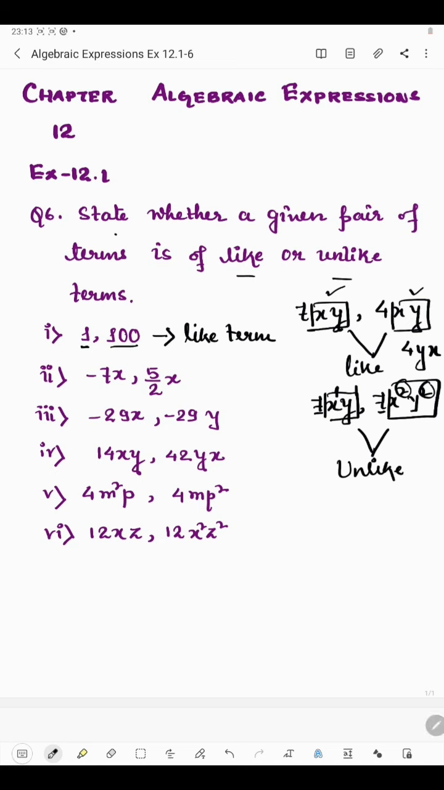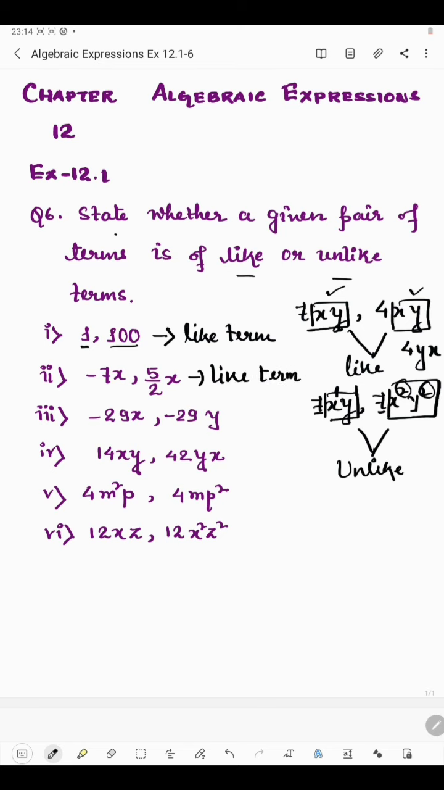Now in the second part we have minus 7x and 5 by 2x. Here we'll check the variable part. Here we have x and here also we have x. Since the variable part is same here, these are like terms. So we'll write like term.